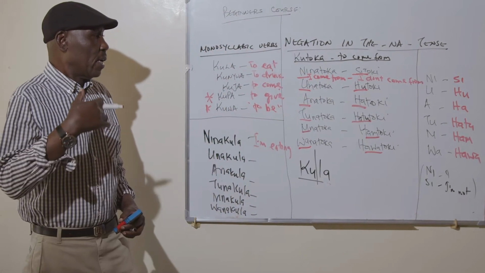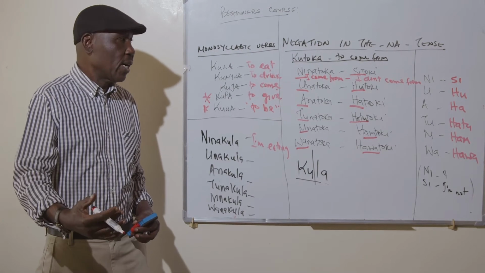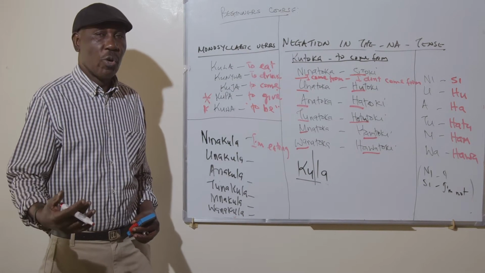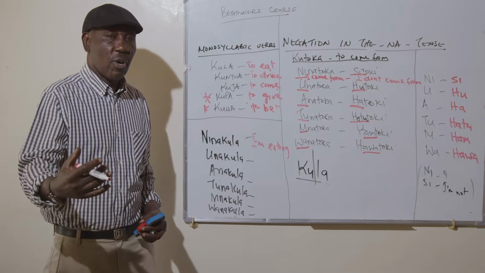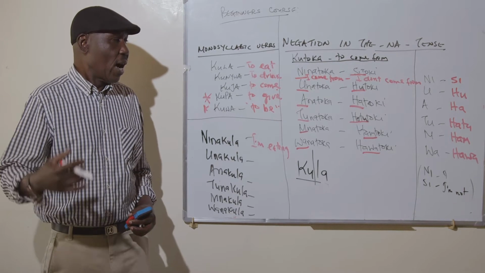So you have ninatoka, sitoki. Unatoka, hutoki. Anatoka, hatoki. Tunatoka, hatutoki.